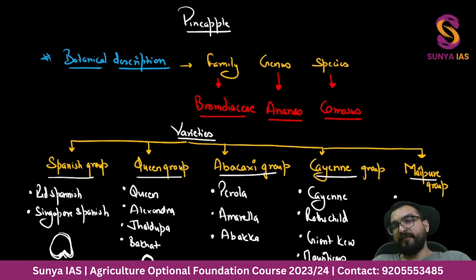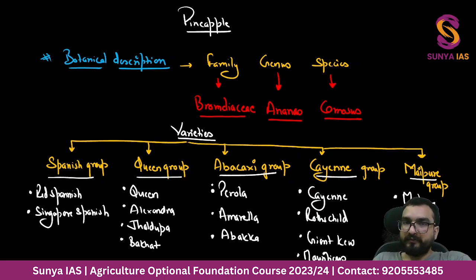Over here in the Mapure group, you have the Mapure variety and the Redondo variety. Over here, the shape is basically cylindrical, right? So the shape is what differs. Just see these varieties on Google once: Spanish, Queen, Abacaxi, Cayenne and Mapure. And these are the varieties you should remember. At least two varieties of each group you should remember, guys.